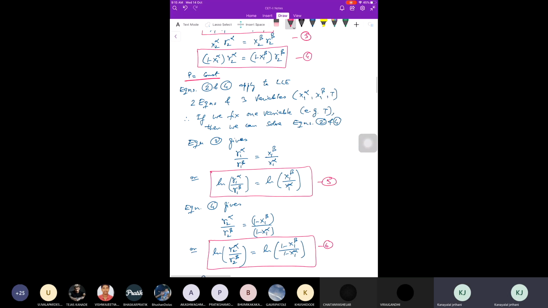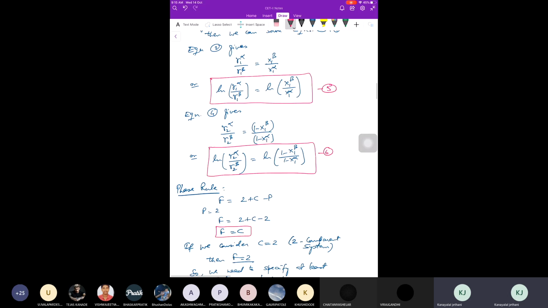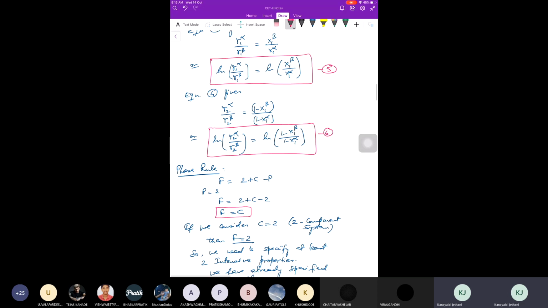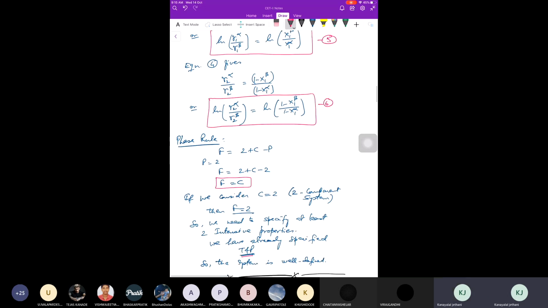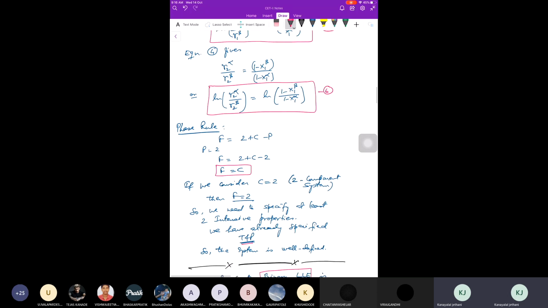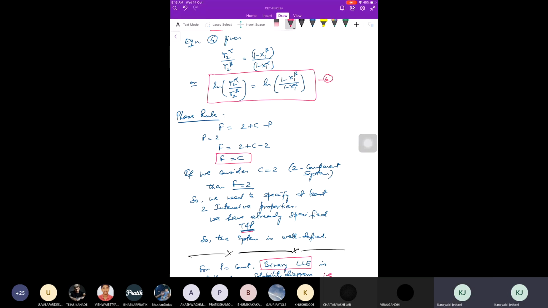Okay. So now let's look at phase rule. Phase rule is F equals 2 plus C minus P. And if you look at LLE, we have two phases. So if you put this, you get F is equal to C. And if you consider two components, binary system, then F is equal to 2, right? And so we need to specify at least two intensive properties, and we already specified temperature and pressure, so the system is well defined. Any questions, doubts on what we have done so far?